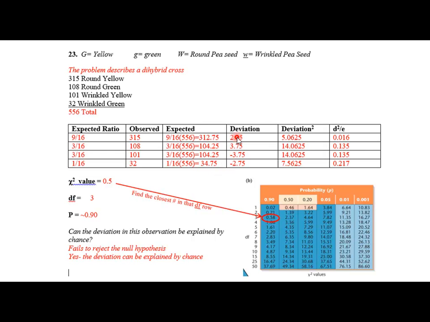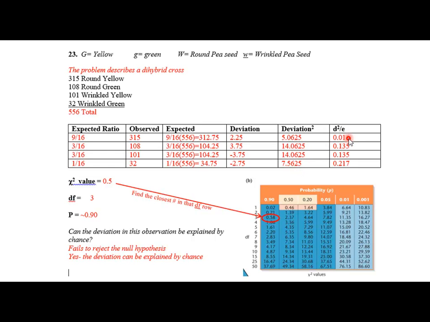Now to determine your deviation, it's observed minus expected each time. So 315 minus 312.75 gives you 2.25. 108 minus 104.25 gives me 3.75. 101 minus 104.25 gives me a negative 3.25. 32 minus 34.75 gives me a negative 2.75. To get my deviation squared, I simply square each of these deviations.